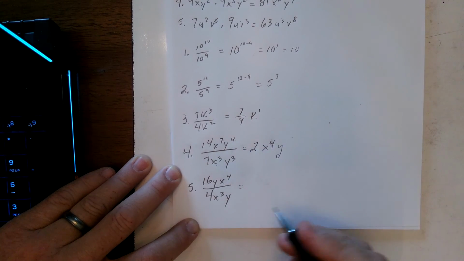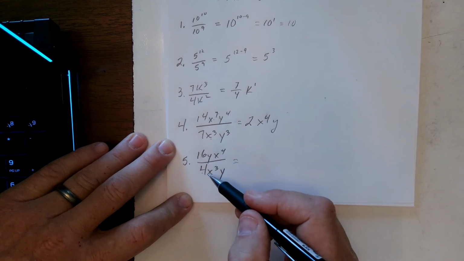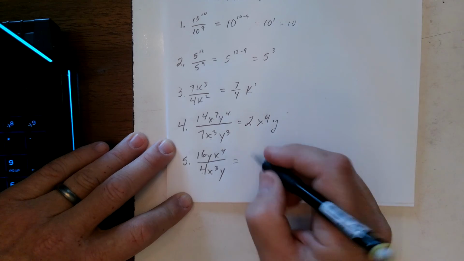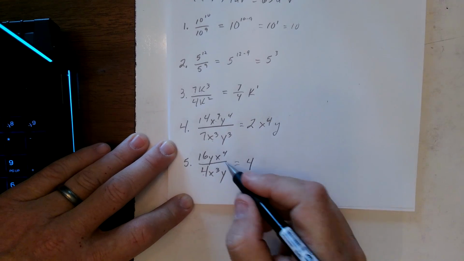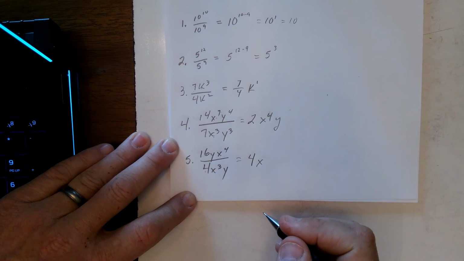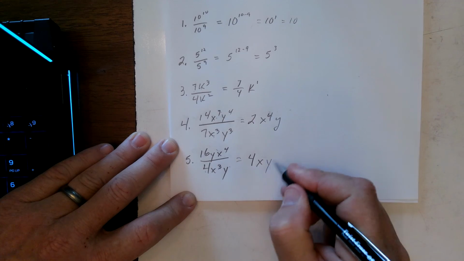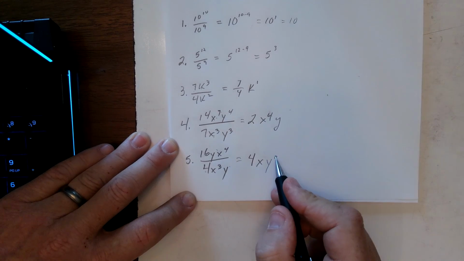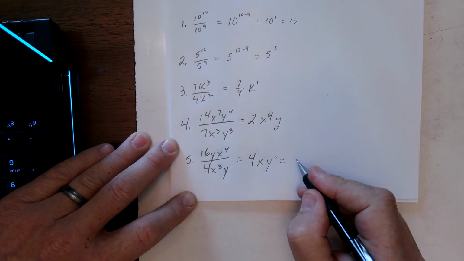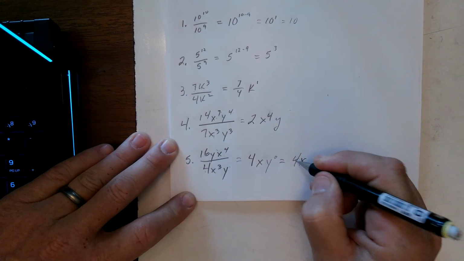Okay, I don't have much time left, so I'm going to hurry through this one. I'm going to divide these. 16 divided by 4 is 4. x to the 4 minus 3 is x to the 1. And y to the 1 minus y to the 1 is y to the 0. And anything to the 0 power is just 1. So you end up with 4x.